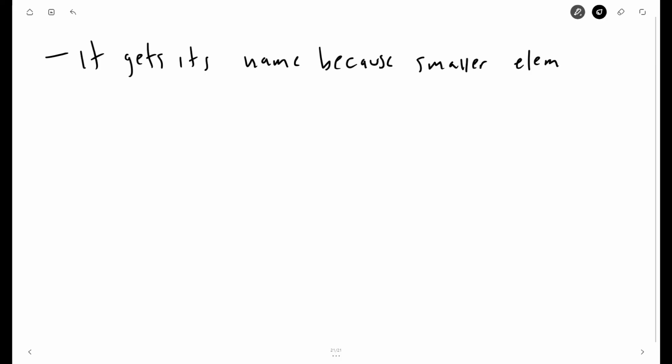So it gets its name because smaller elements bubble to the top of the list.